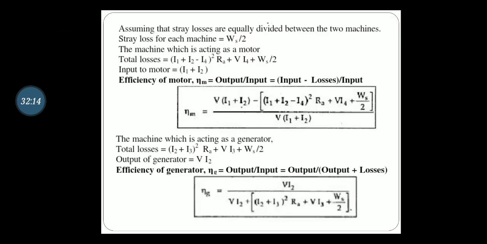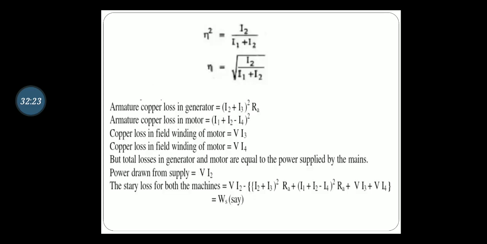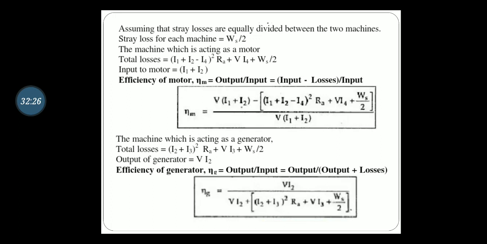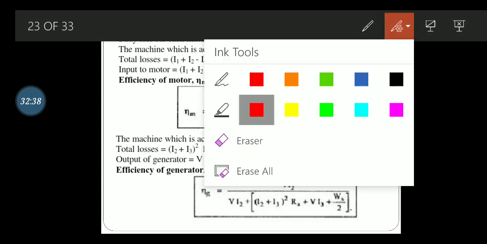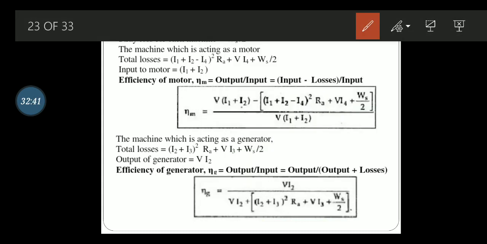Now, assuming that stray losses are equally divided between the two machines, because what we calculated is the total stray loss of both machines. For the machine which is acting as a motor, the total losses can be calculated as I1 plus I2 minus I4 its whole square into Ra plus V I4 plus Ws divided by 2. Then the input to the motor is calculated as V into I1 plus I2.